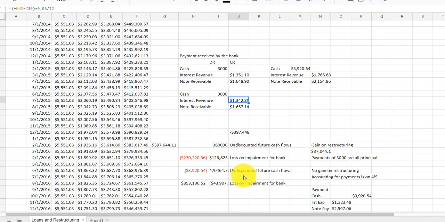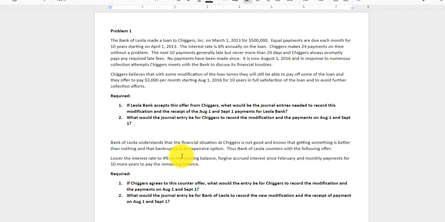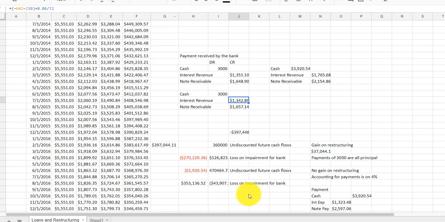So if we go to the second option, make a new offer, they offer 4%. And say that we will restructure it, but not quite as much as the other one. So we're going to recalculate our payments at a 4% rate on the original amount. And that payment would be $3,921.54. So we multiply that by the number of payments, 120.